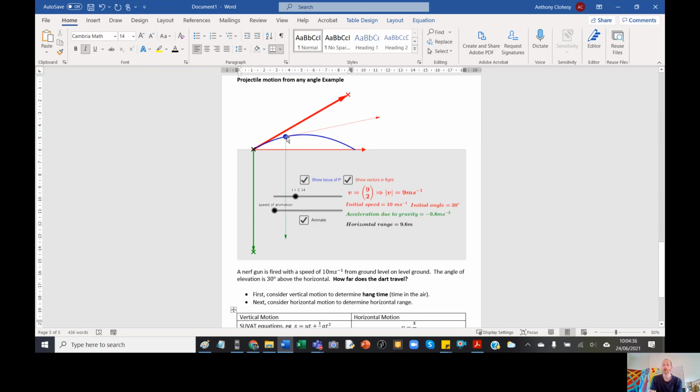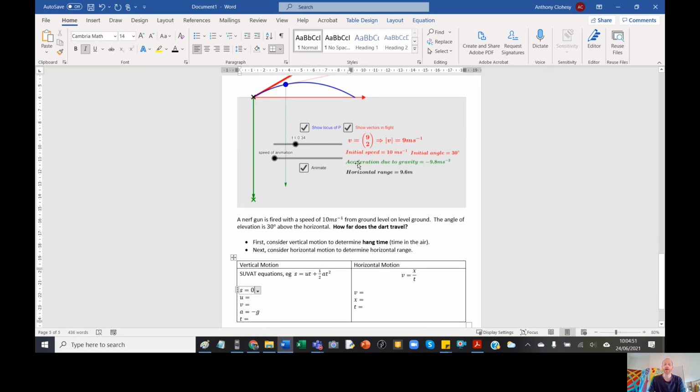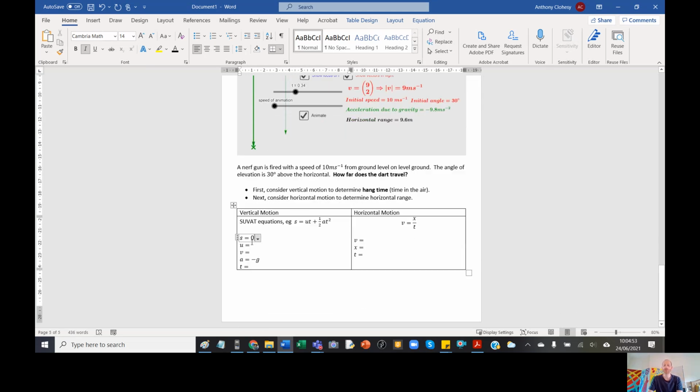Although as it moves along, it will increase in height until it gets to its highest point, and then it will reduce in height once more as it goes along. By the time it gets to the end of motion, we're considering the entire motion of the thing from the moment it's fired to the moment it lands again at the same height. And the overall change in position, the overall displacement, is 0 meters.